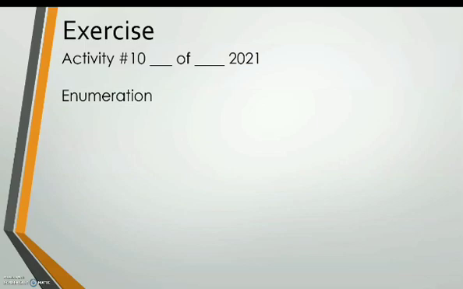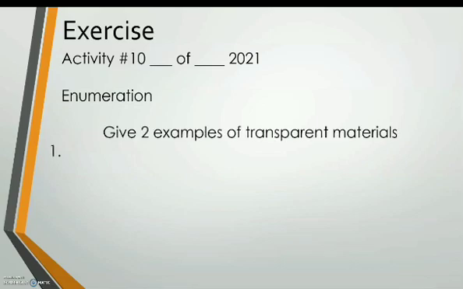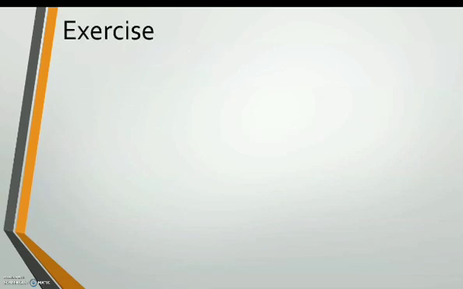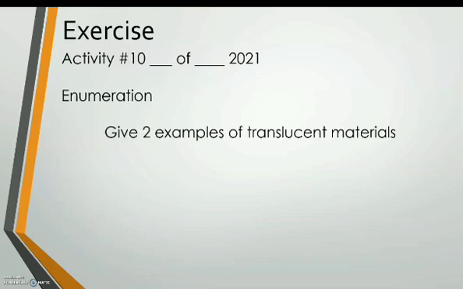Direction, we will do enumeration. You have to enumerate what is being asked in the question. For example, number 1 and 2, please enumerate or give 2 examples of transparent materials. Next, 3 and 4, give 2 examples of translucent materials.